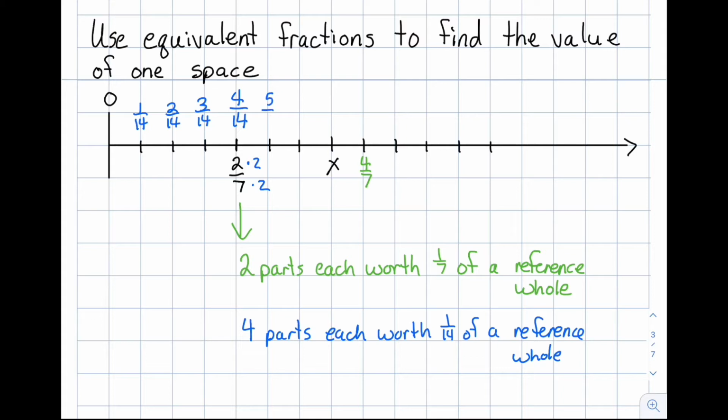If I keep counting up, each space is worth 1/14, so I'm keeping the 14ths in the denominator and just adding 1 in the numerator. I get to 7/14, and I notice that 7/14 is equivalent to 1/2. So in the end, x is worth 1/2 of a whole.